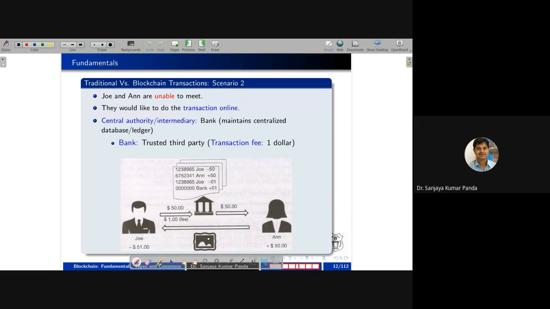And the bank maintains a centralized database and ledger. This ledger is updated every second, right? Suppose you have paid some amount to someone, then you can see your bank balance is automatically updated. So the ledger is maintained and updated very frequently, and the same thing is available to the user. So the bank is considered a trusted third party between Joy and Anne.